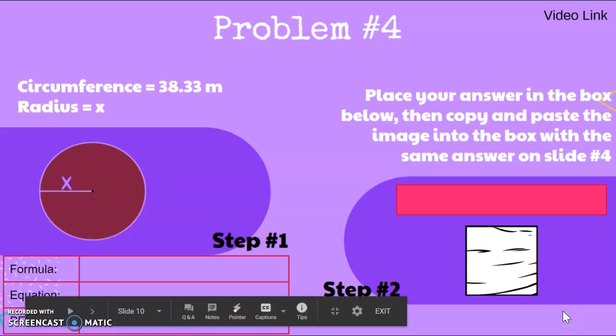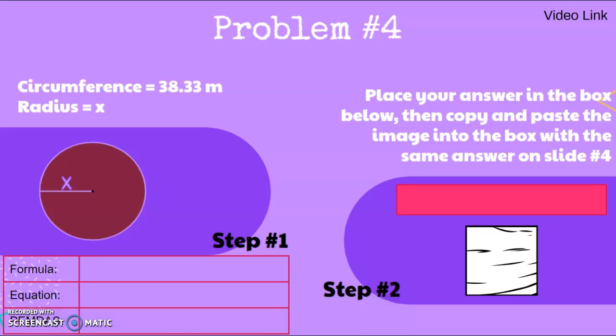Okay, problem number 4. Here's a kind of a different problem. We need to find the radius. If you look at it, it gives us our circumference of 38.33 meters, but we don't know what our radius is. And our radius, if we look at that picture of the circle, is a line that goes from the center of the circle out to the outer edge. It has an X on it, which means we don't know what it is.